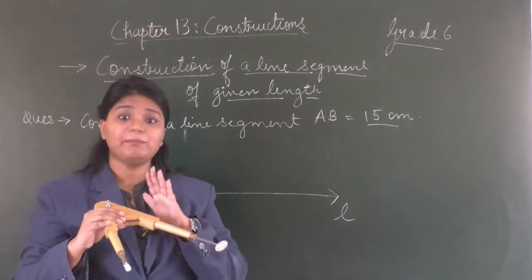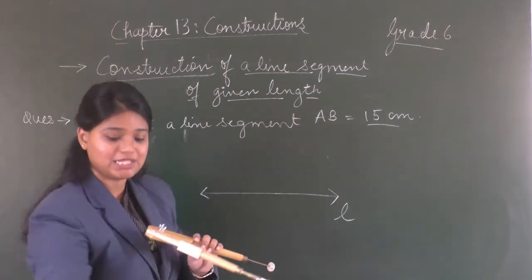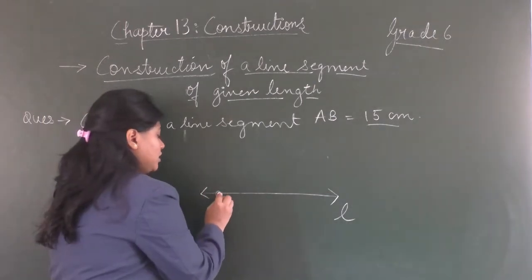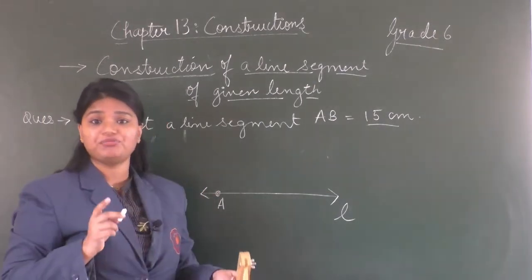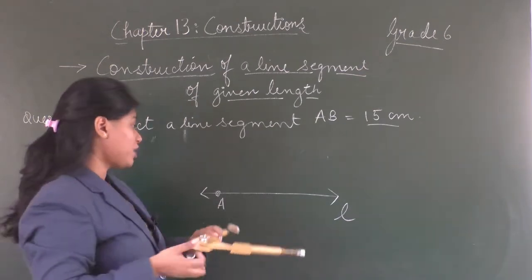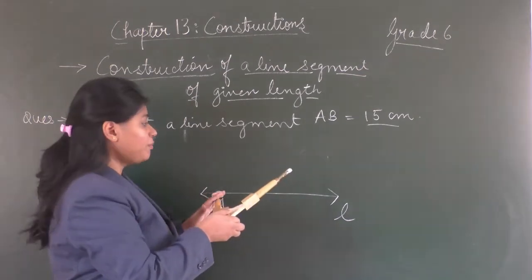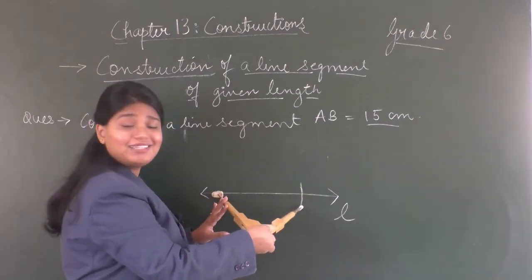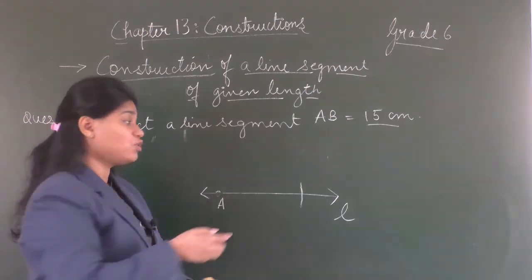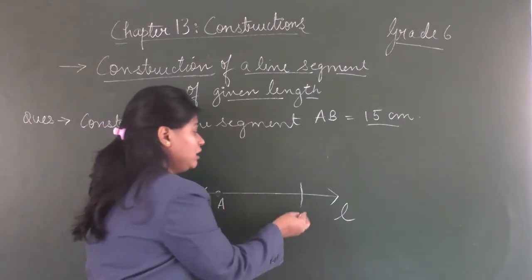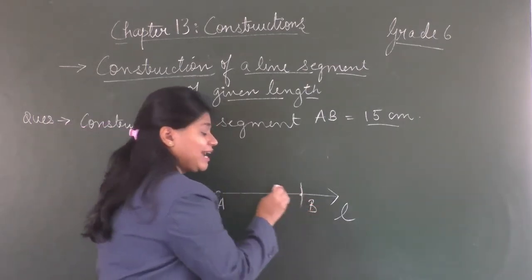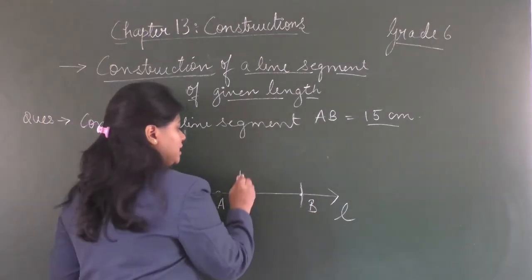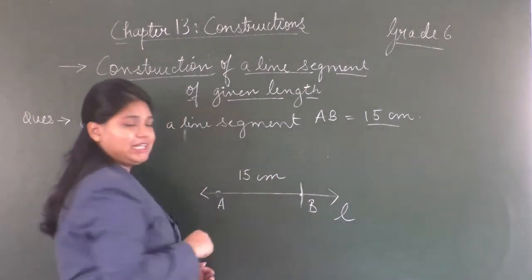Now without changing the measurement of your compass, you have to place the needle on point A. So first I will mark the starting point of my line segment, that is A. So I will keep the needle on A. From A I will mark an arc, and that arc should cut the line L. So the place where the arc is cutting line L will be marked as B, that is the ending point of my line segment. So here AB is equal to 15 centimeter.